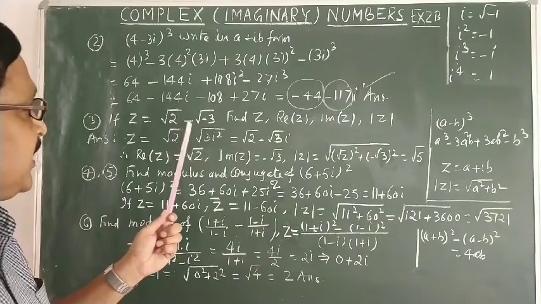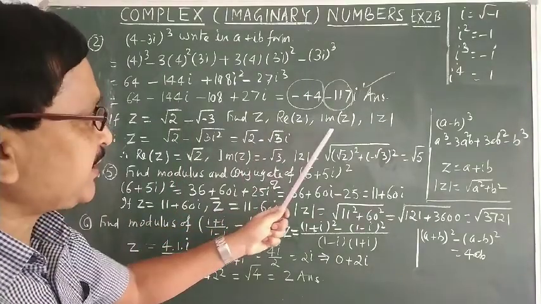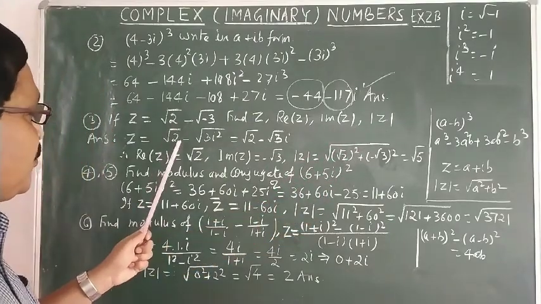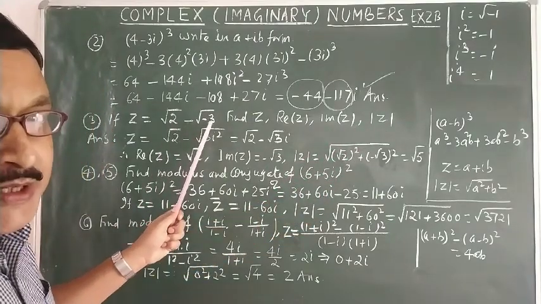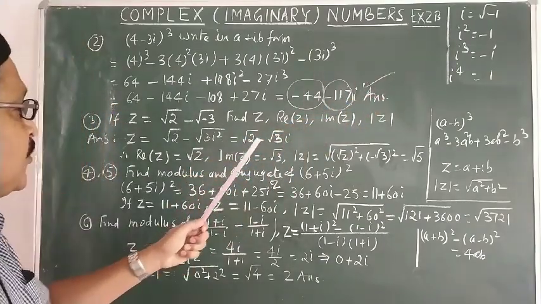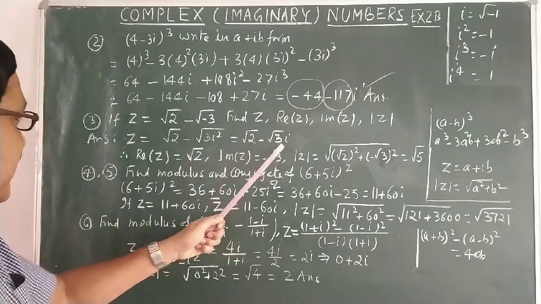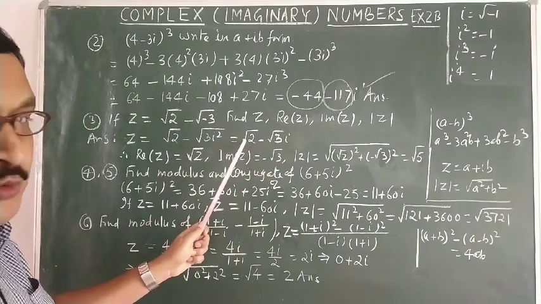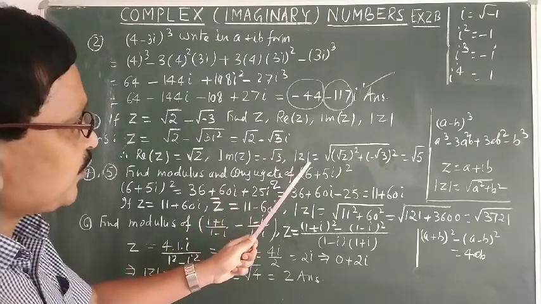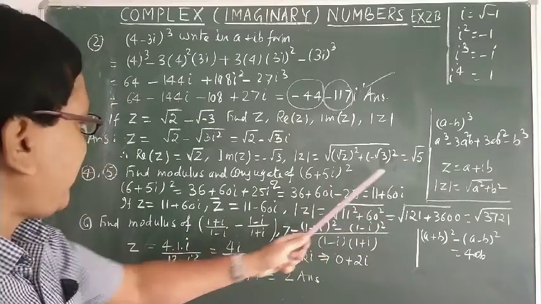Now second, if z is equal to this, find z, real part of z, imaginary part of z, and modulus of z. So z is equal to root 2 minus root 3 can be written as 3i square. Since i square is minus 1, taking i outside, root 2 minus root 3i. Real part of z is root 2 itself. Imaginary part of z is minus root 3. And modulus of z, according to this formula, is root of a square plus b square, so root 5.